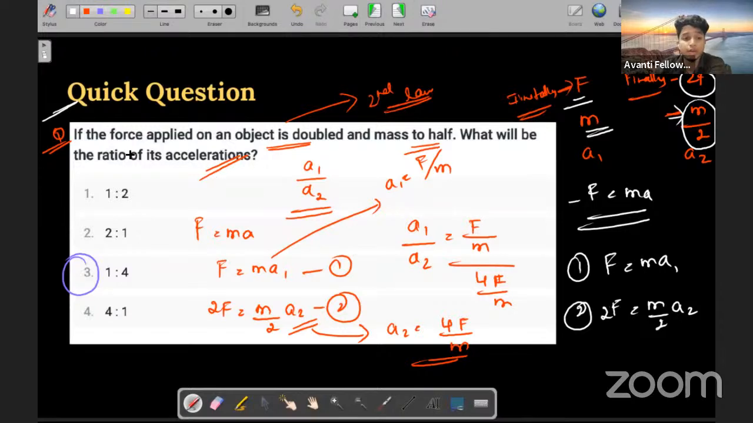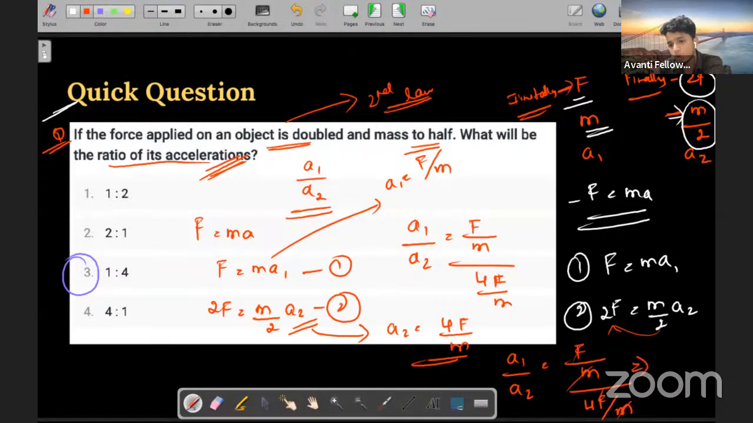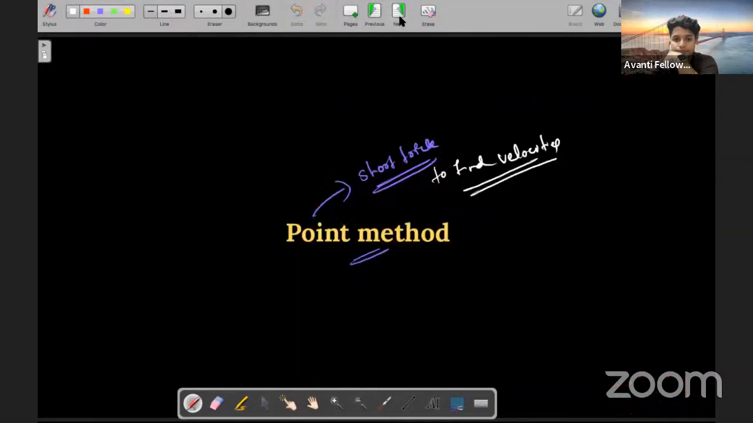Now we wanted the ratio of acceleration, a1 by a2. a1 is F by m, divided by a2, which is 4F divided by m. So m cancels, F cancels out, and we get 1 by 4. So the ratio is 1:4, and this is your answer. Let me know, is it good till now? Okay, good. No problem.